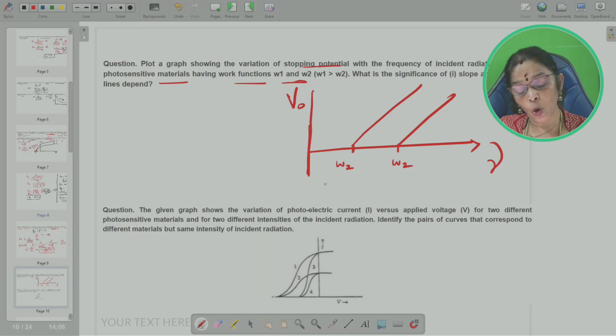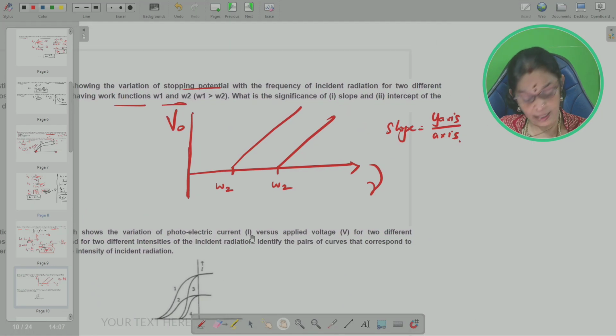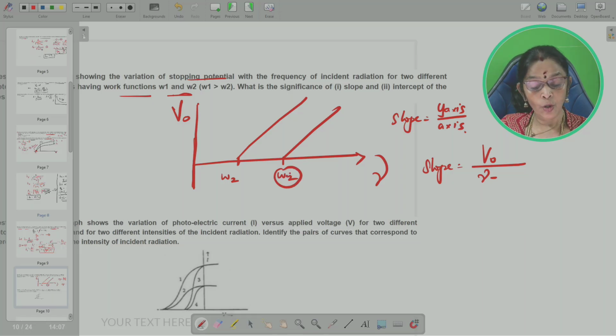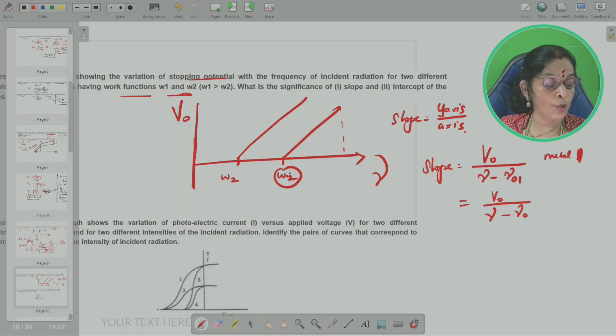What is the significance of the slope? The slope gives y axis divided by x axis. So the slope is equal to V naught by nu minus nu naught 1, that is for metal 1. Similarly, V naught by nu minus nu naught 2 is for metal 2, that is nothing but the slope.